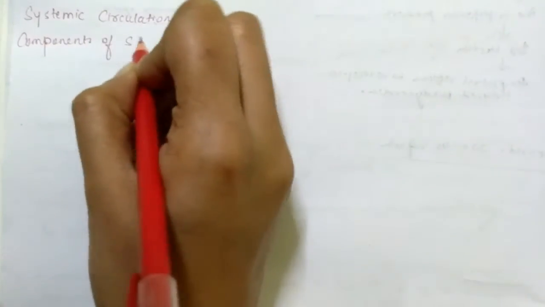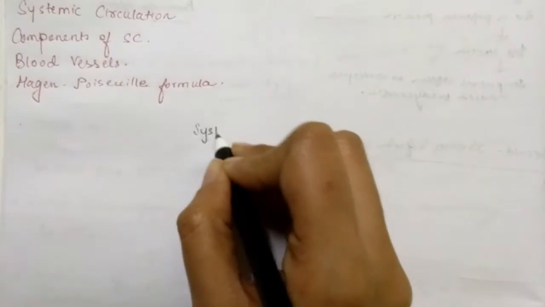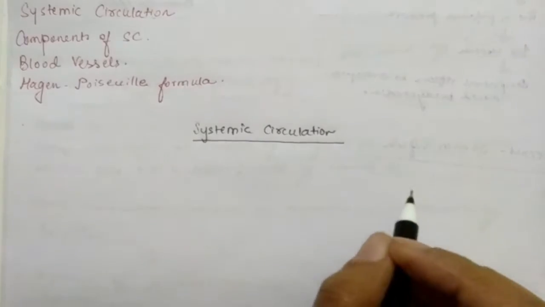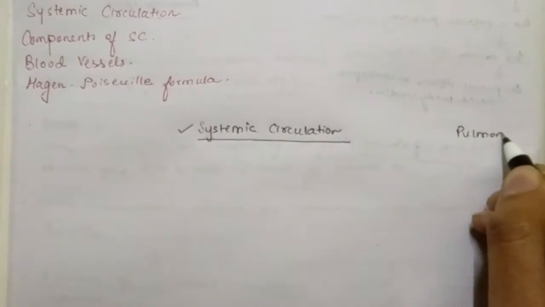Hello everyone. In this video, we will discuss systemic circulation, the components of systemic circulation. So let us begin with systemic circulation. Now we know that there are two circulations in our body concerned with the heart. One is systemic circulation and the other one is pulmonary circulation.